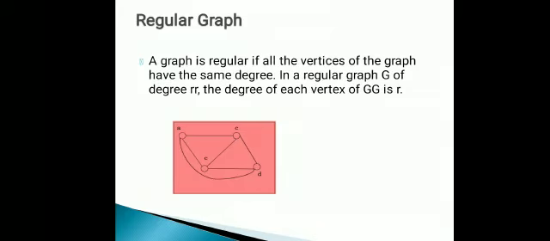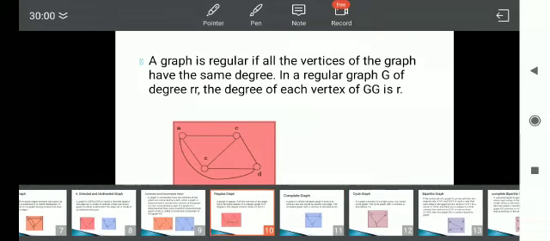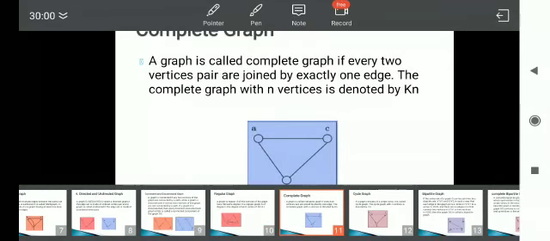The next is regular graph. A graph is regular if all the vertices of the graph have the same degree. In a regular graph G of degree R, the degree of each vertex of G is R. So we can say that it is a regular graph. That means कोई भी ग्राफ रेगुलर ग्राफ कहलाएगा यदि और केवल यदि उसके सभी वर्टेसिस की डिग्री सेम रहेगी. नेक्स्ट है हमारा कंप्लीट ग्राफ. A graph is a complete graph if every pair of vertices is joined by exactly one edge. यदि किसी ग्राफ के सभी vertices आपस में कनेक्टेड हैं तो वो हमारा कंप्लीट ग्राफ कहलाता है.